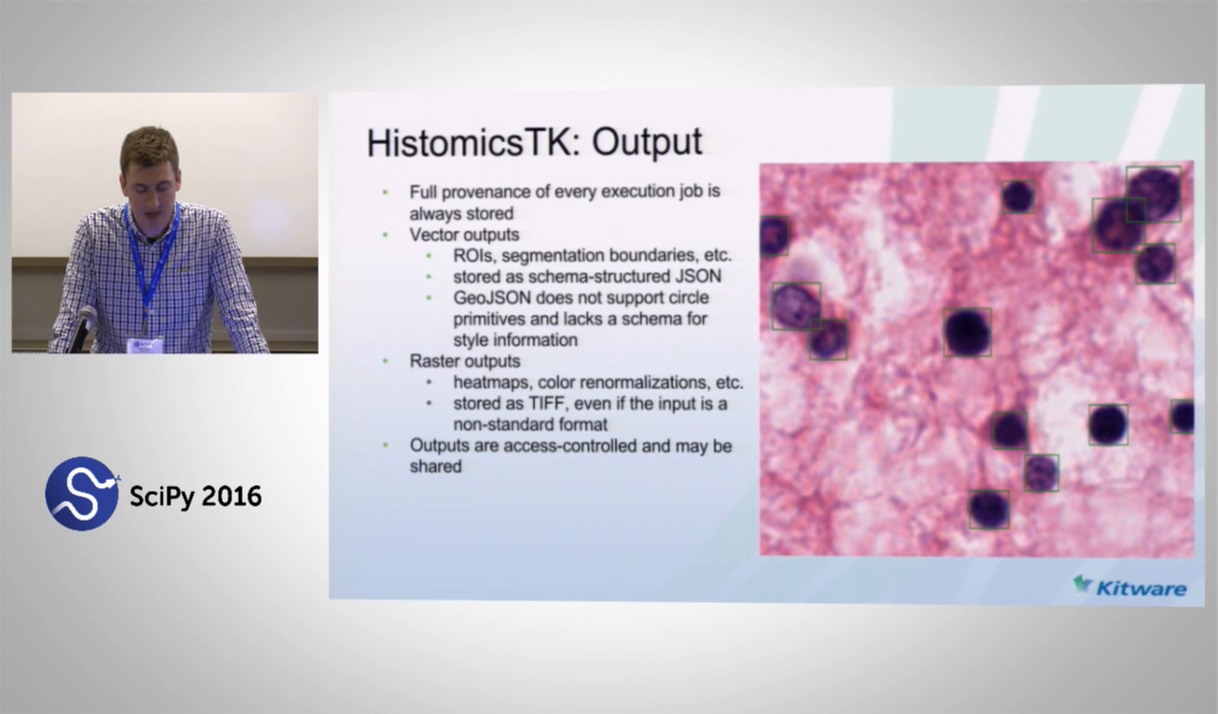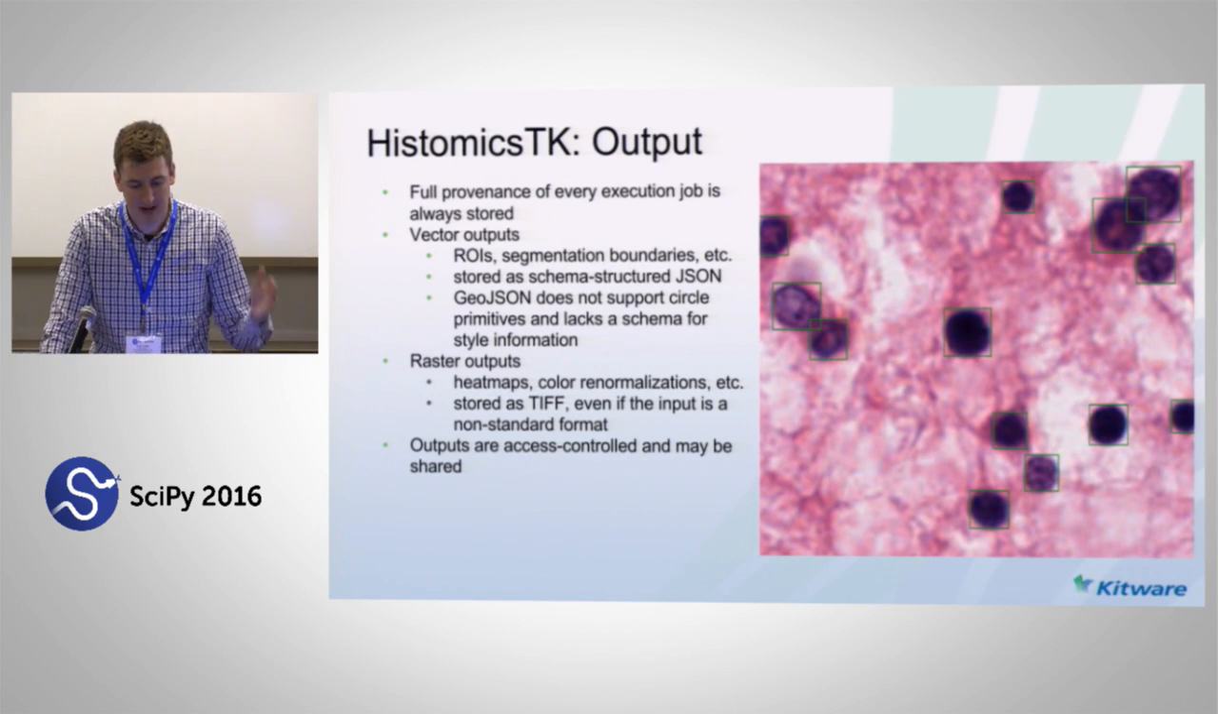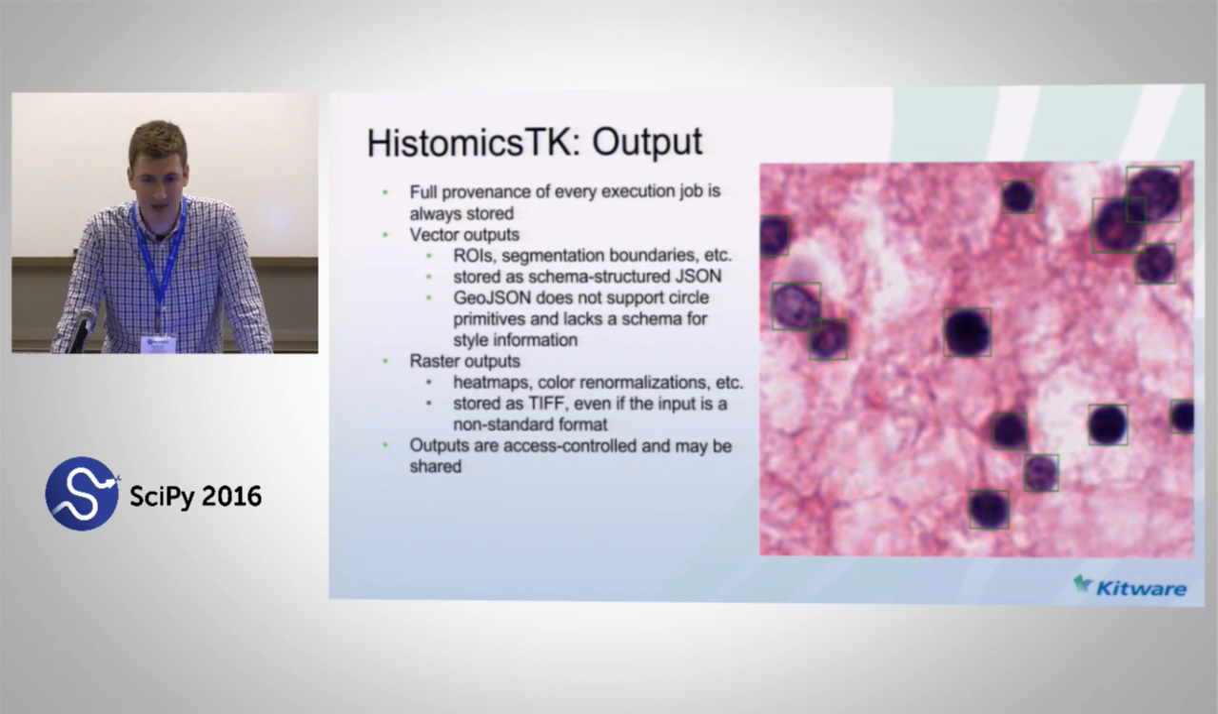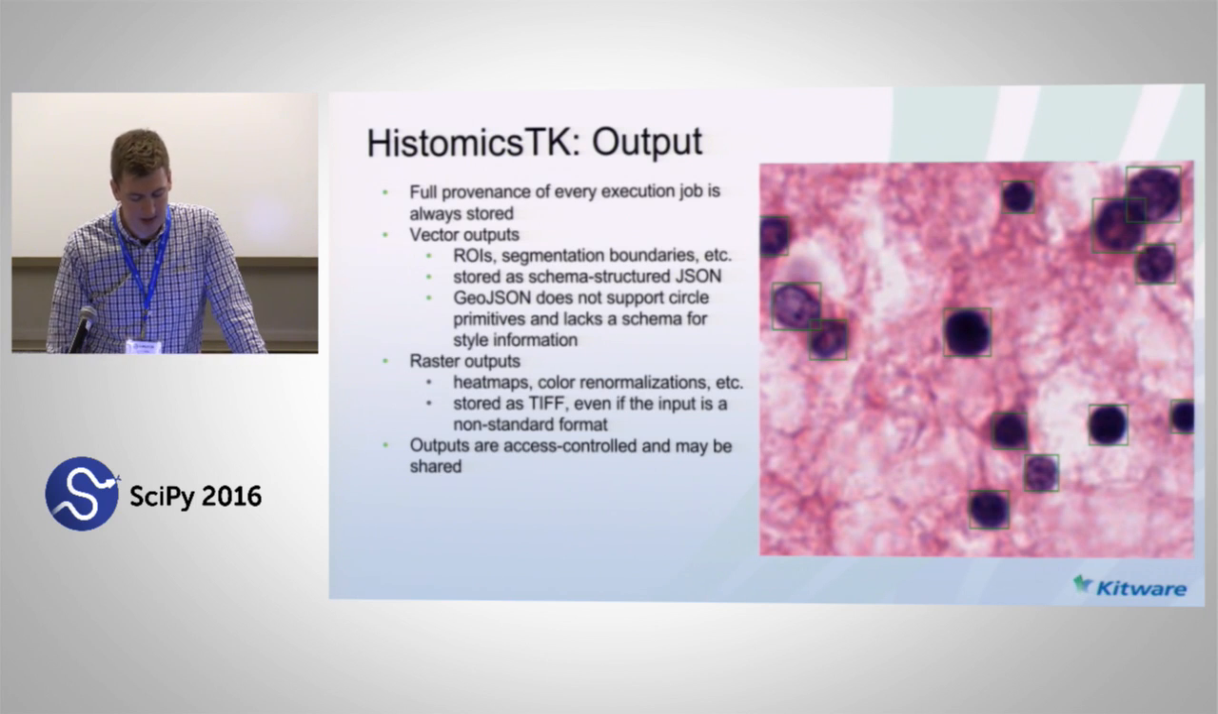For vector outputs, we render them using GeoJS and we store them in JSON. We considered using GeoJSON proper, but it lacks support for a number of different primitives like circles and rectangles that have parallel sides, and also provides no schema for style information other than just an unstructured properties object. We also deal with raster outputs like heat maps, color normalizations, etc., and we output those as the multi-resolution TIFFs that I described before. And of course, because we're using Girder, all of our outputs are access controlled, and you could share the results with one person and not another user in the system.